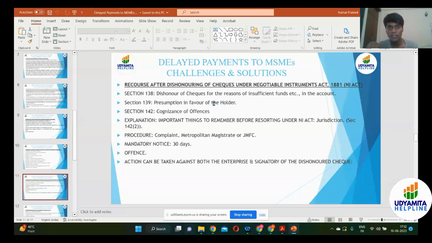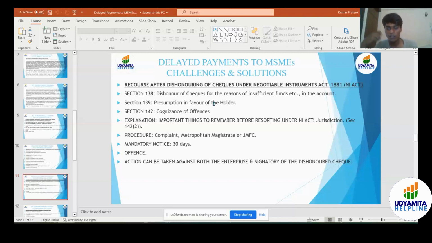So if I am holding the check, and the check is in my favor, the law already presumes that the party who has issued the check to me was under some liability.